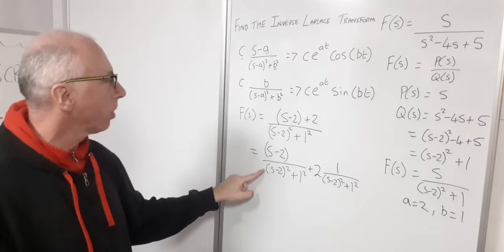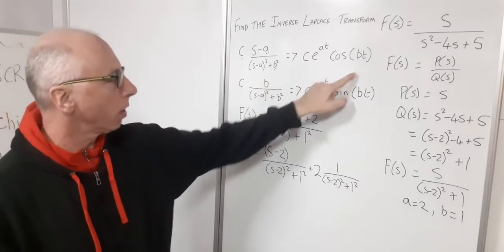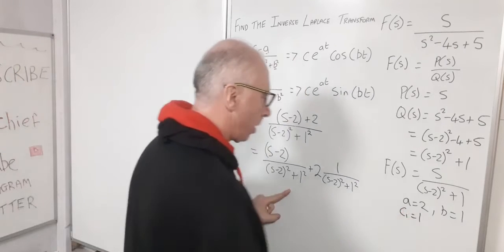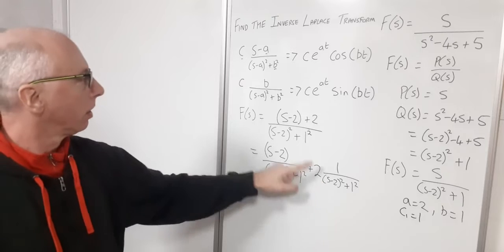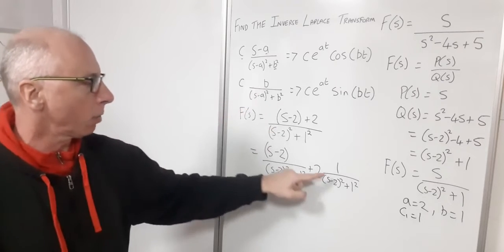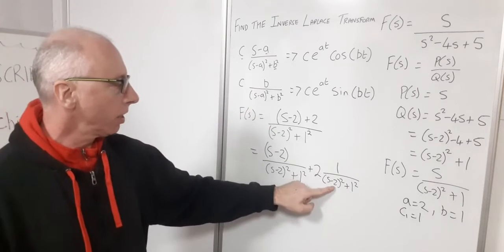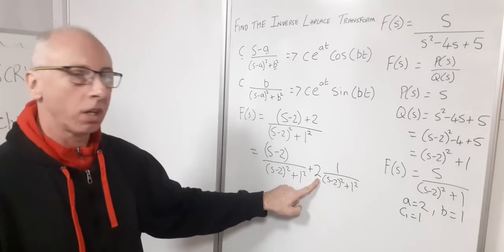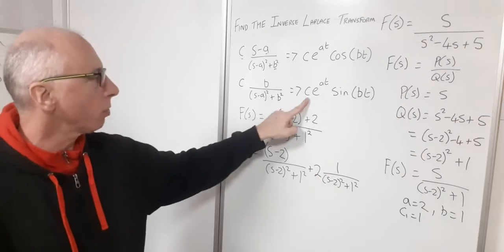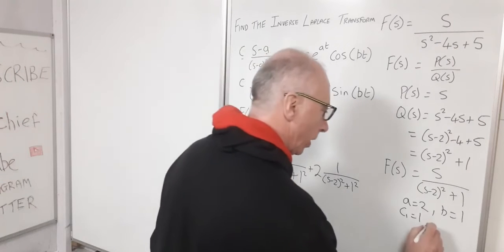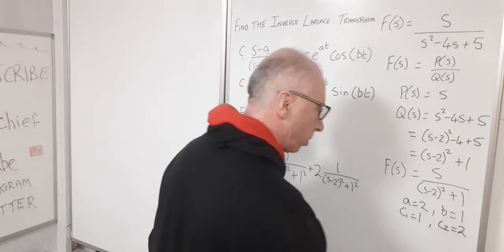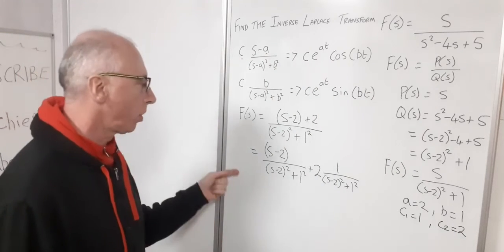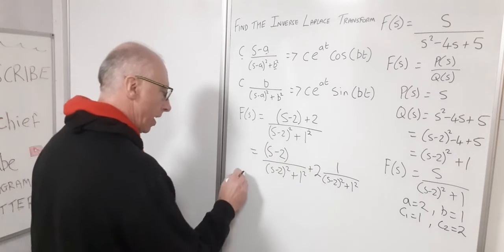So here for my constant c, just to be sure, here on this one, my c is just 1. So c1 would equal 1. But here I've got b over s minus a squared plus b squared. I've got s minus 2 squared plus 1 squared, so my a is 2, b is 1. That's good. But I've also got a constant here now, which is a 2. So for this one, my c would be 2. So here I've got my second constant is 2. So now I'm ready to go straight in and take my inverse Laplace transform of this. So let's go for that.